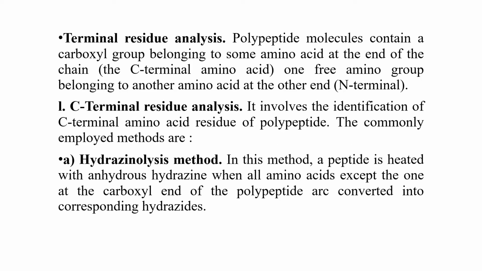The terminal residue analysis involves the determination of the C-terminal amino acid and the N-terminal amino acid. For determining the C-terminal amino acid, there are two important methods. One is the hydrazinolysis method, in which the peptide is heated with anhydrous hydrazine, when all amino acids except the one at the carboxyl end of the polypeptide are converted into the corresponding hydrazides.